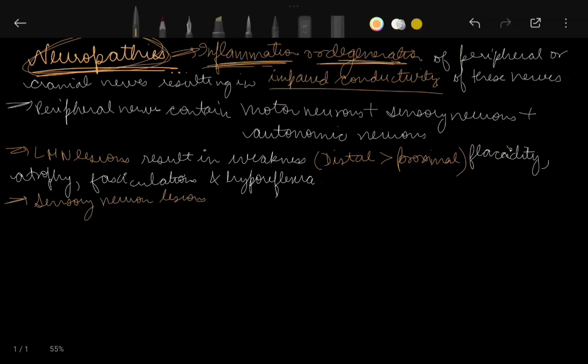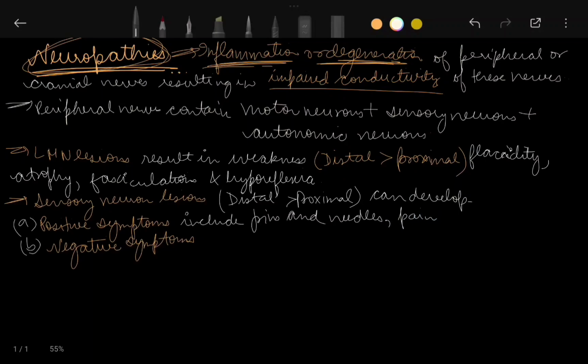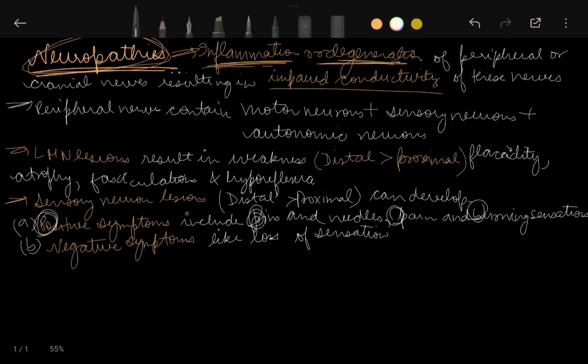Now coming to sensory neuron lesions, which are more distal than proximal. What are the important symptoms we have? In sensory neuron lesions, we have positive symptoms and negative symptoms. Positive symptoms include pins and needles, pain, and burning sensations. Negative symptoms are loss of sensation.